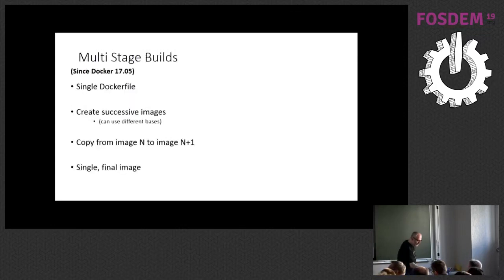So, the nice people at Docker, as of Docker 17.05, came up with the idea of multi-stage builds. With a multi-stage build, you have a single Dockerfile, and within that Dockerfile, you can create successive images, and you can copy from one image to another, and then that gives you a single final image that you can then go and run.